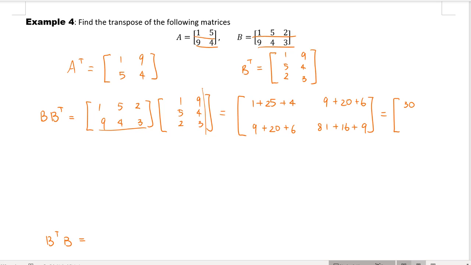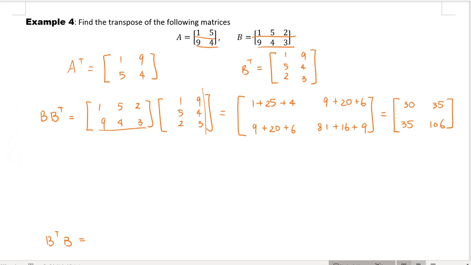9 plus 6, 15 plus 20, 35. And do you see this is the same, right? And then 81 plus 9 is 90. 90 plus 16 is 106. So this is the answer.